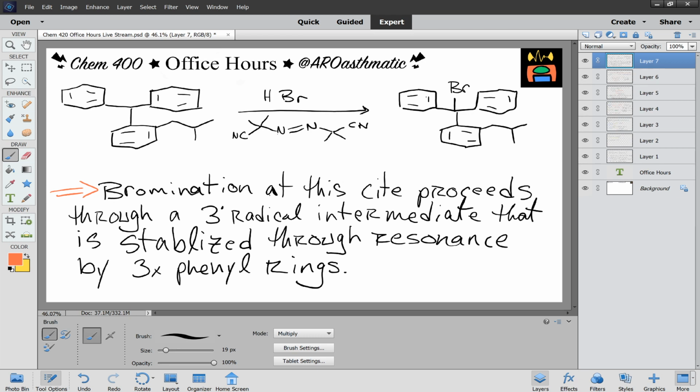Okay, let's see. That's weird, Raj. For me, it says Chem 4 20 office hours. It might say Chem 4 100 office hours. I'll fix it once the stream is concluded. But at least on my end, it's looking okay.